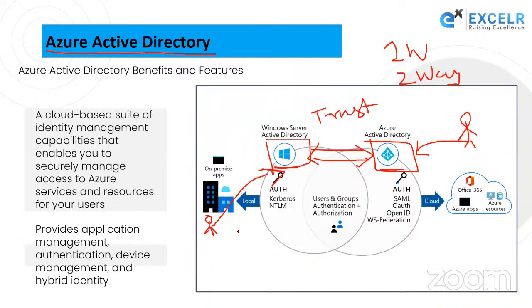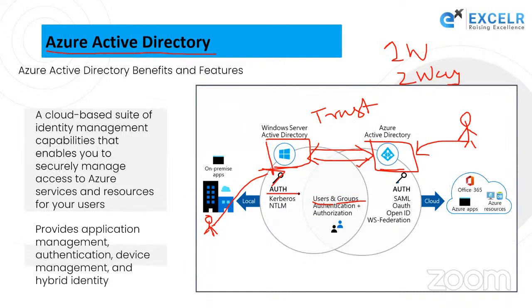Any user who is local will go and reach the Active Directory on-premise. Any user who is in the cloud will be able to authenticate into the Active Directory. And this is possible by using a two-way trust, wherein the data on your on-premise Active Directory will be synced to your Azure Active Directory. By using this, you will be able to do user and group authentication and authorization.